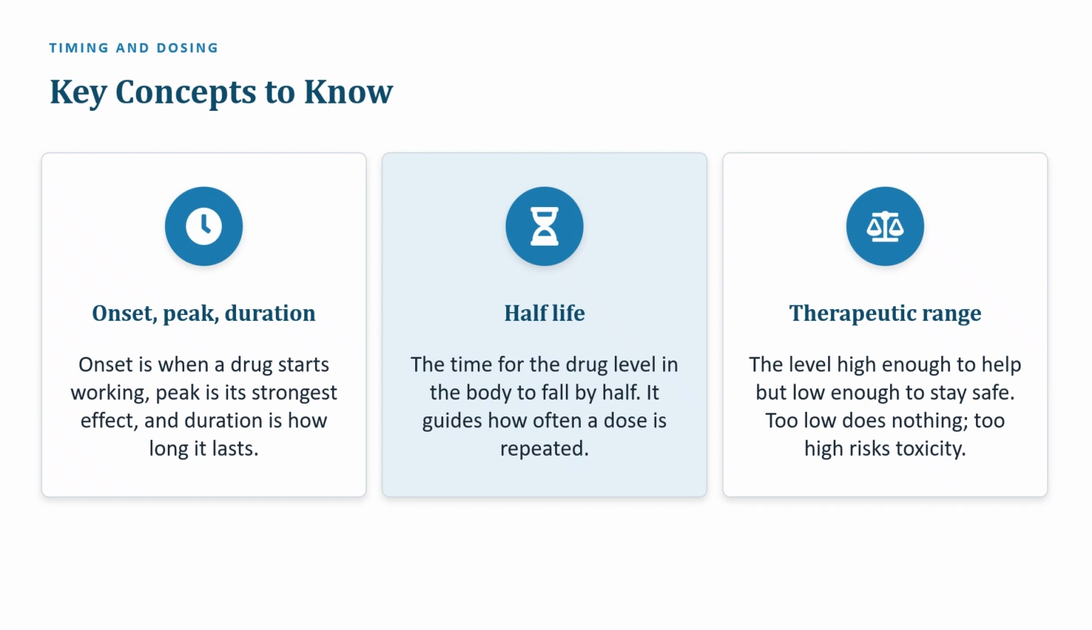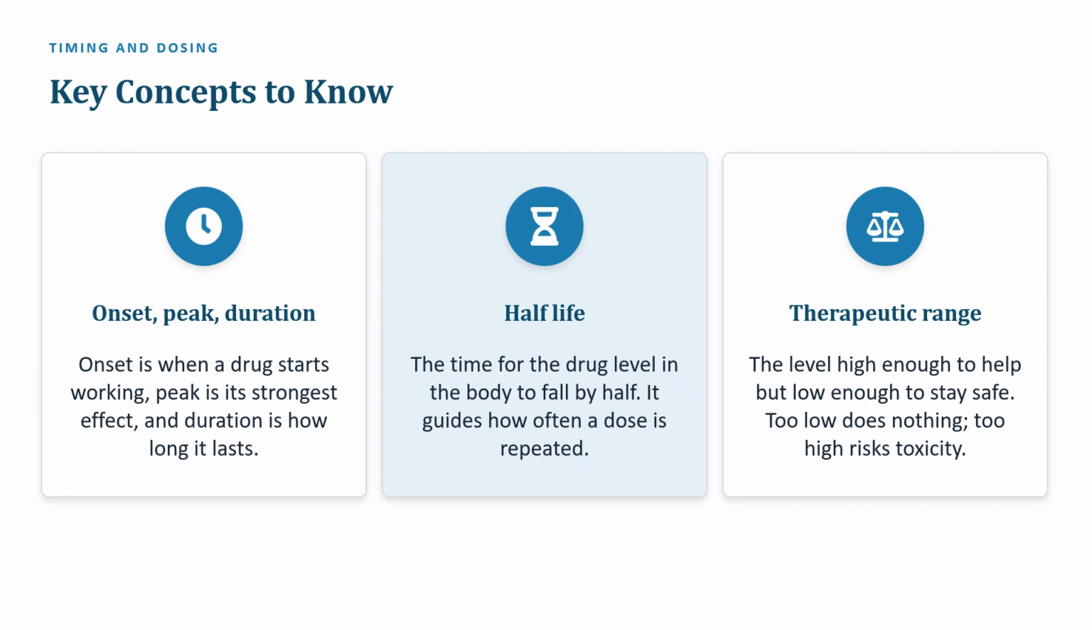Now that we've followed the full ADME journey, a few timing concepts pull it all together and explain why dosing schedules exist. The first card covers onset, peak, and duration. Onset is when a drug first starts to work, which we discussed with routes. Peak is the point of its strongest effect when the drug level in the body is at its highest. Duration is how long the effect lasts before it wears off. These three describe the life of a single dose from start to finish.